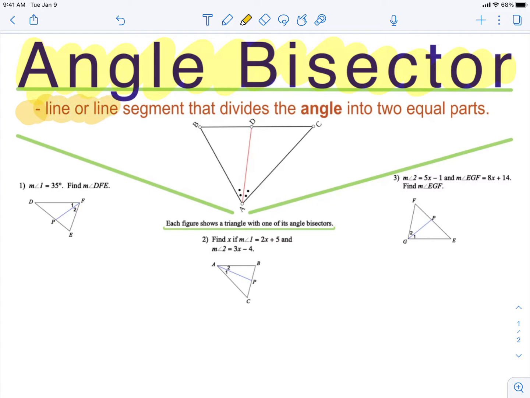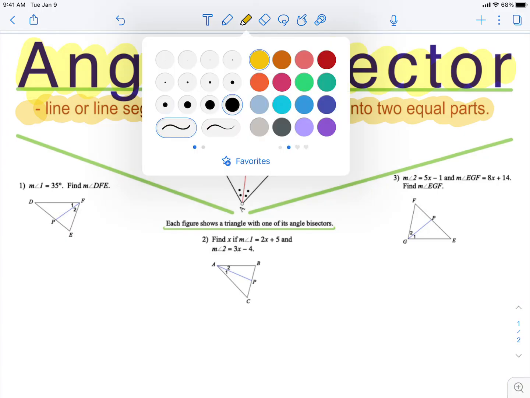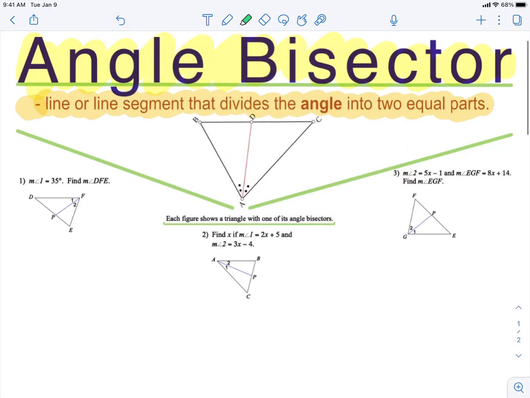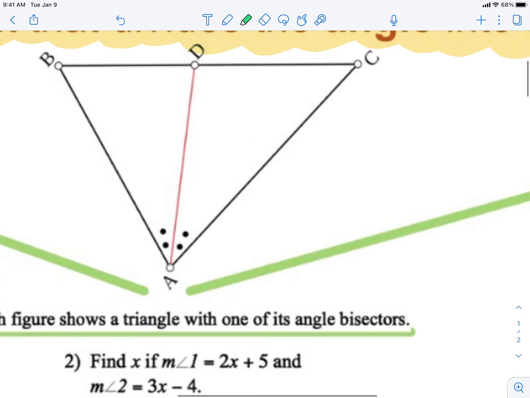Note number one says: a line or line segment that divides the angle into two equal parts. What does that mean? Let's take a look. It's saying there's a line or a line segment, like a piece of a line, that divides an angle into two equal parts. It cuts it in half. Imagine taking an apple, an orange, or a watermelon and slicing it in half, and the two parts are the same.